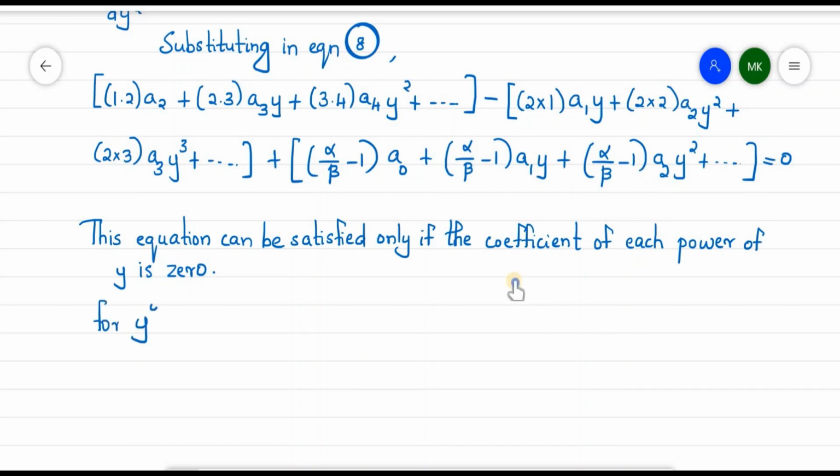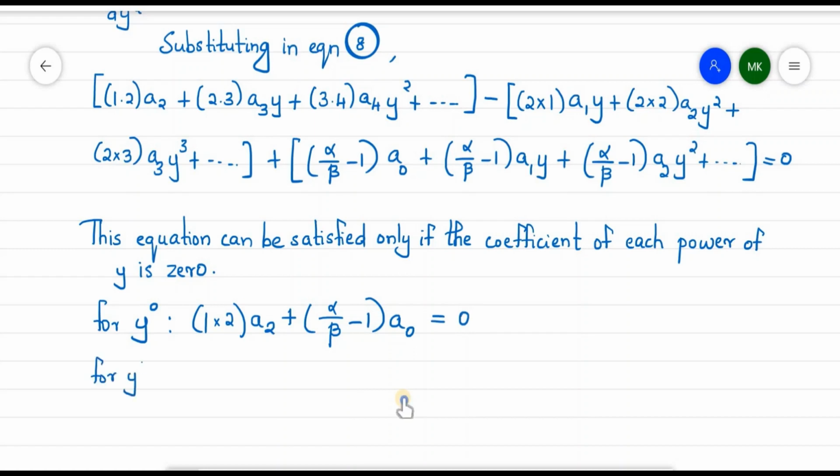So for y raised to 0 term, y raised to 0 means 1. So pick out the terms in which there is no y. So for y raised to 0, the coefficient is the first one. Here we have 1 into 2 into a2. So this term. Now the another term that does not contain y is alpha by beta minus 1 into a0. Write down that term: plus alpha by beta minus 1 into a0 equals 0.